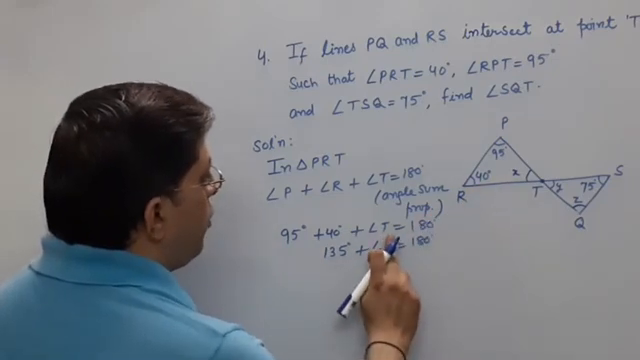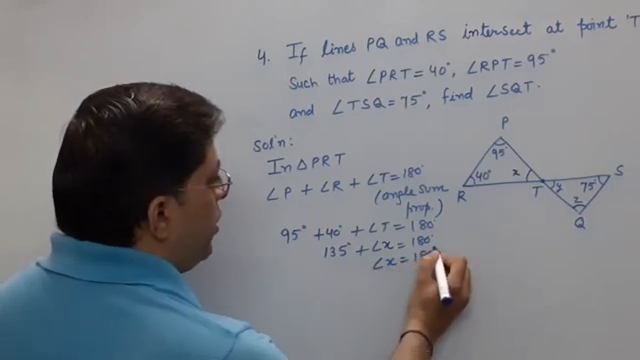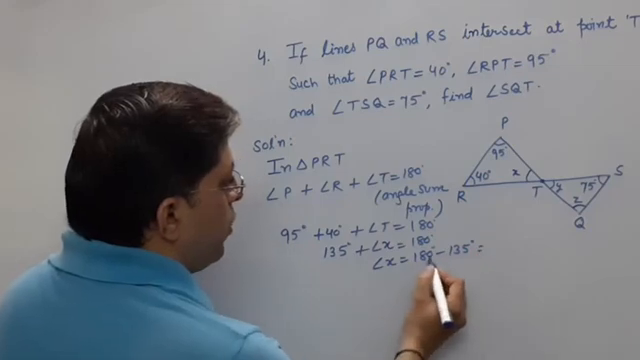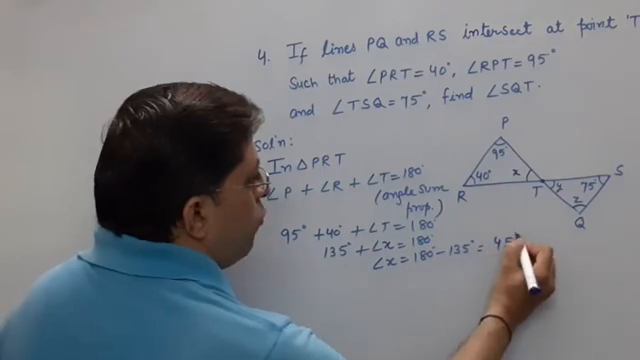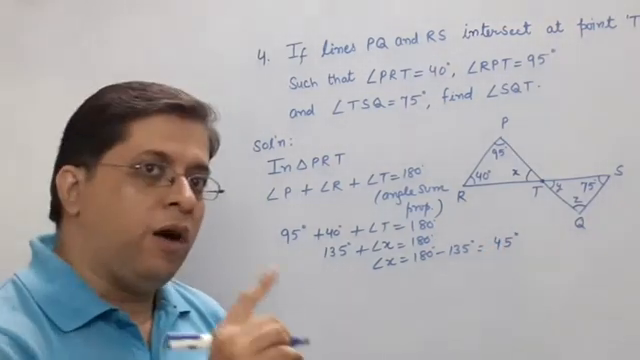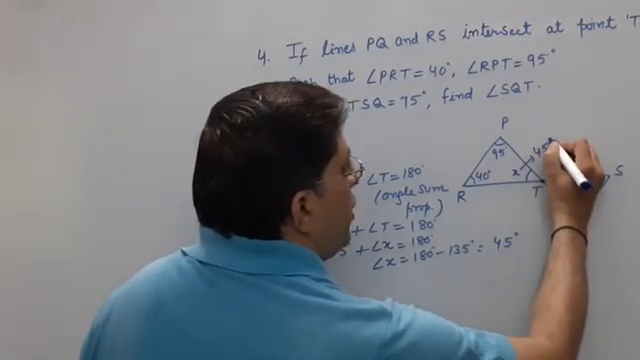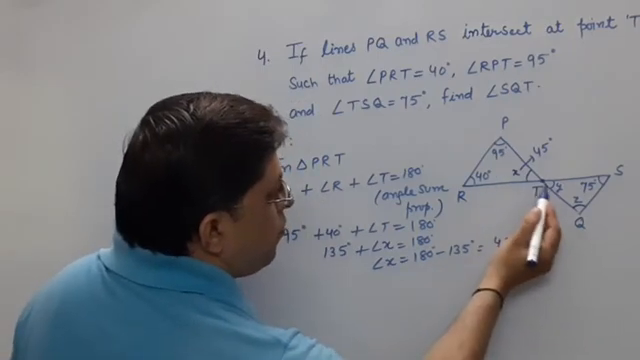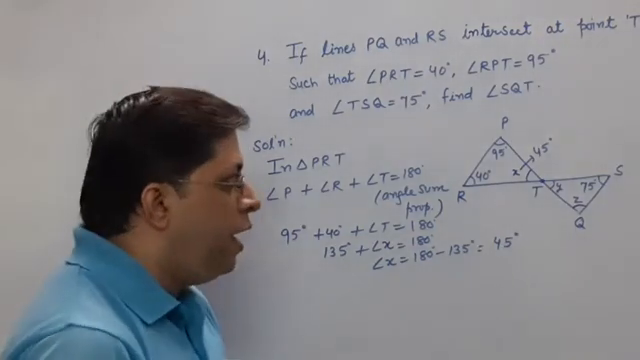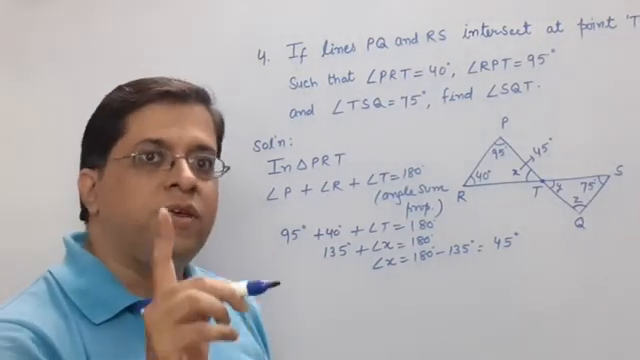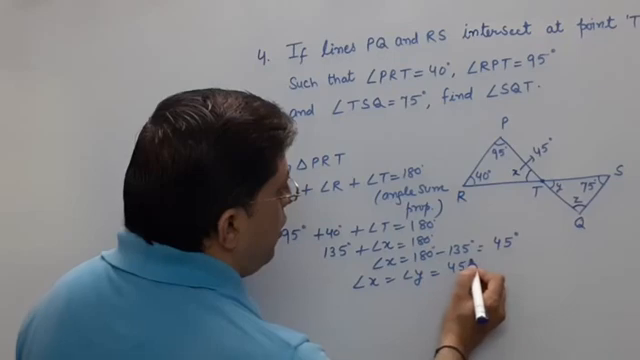And angle T is actually X. So X will be 180 degrees minus 135 degrees, which is 45 degrees. Now this is 45 degrees, I am writing here. Then what will be angle Y? Which type of angles are these? These are vertically opposite angles, and vertically opposite angles are always equal. Then I can write angle X is equal to angle Y, which is 45 degrees.